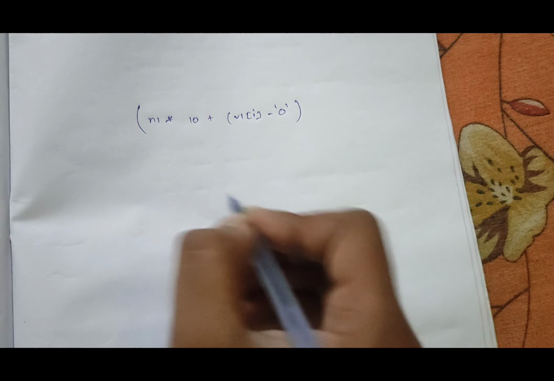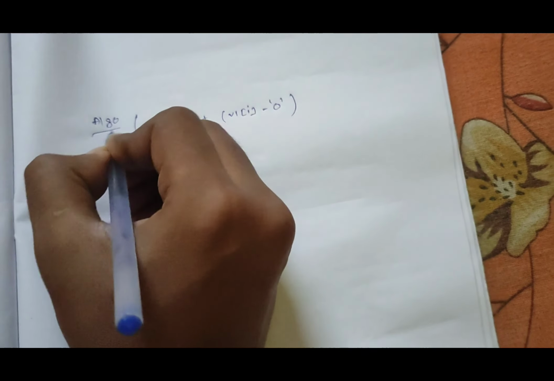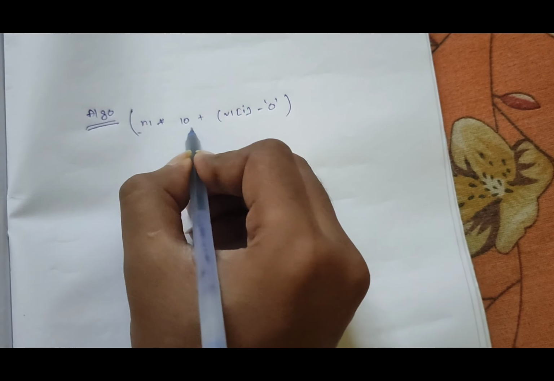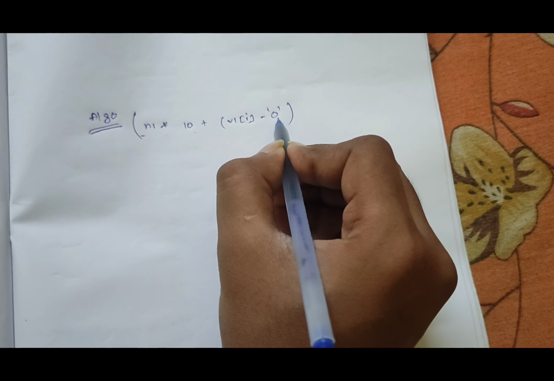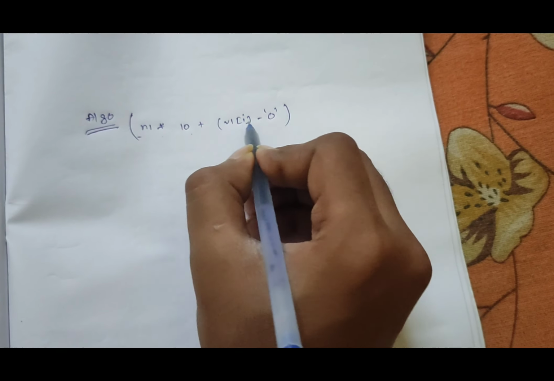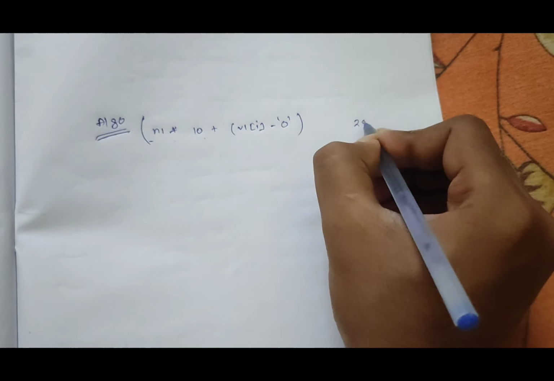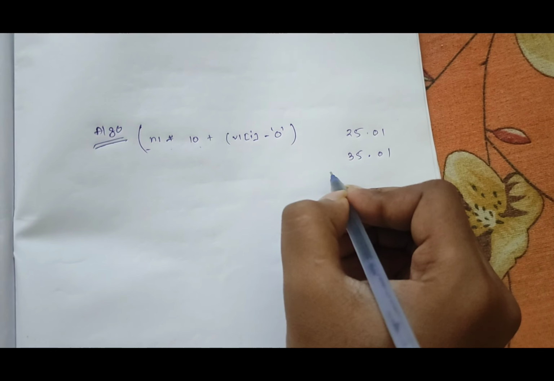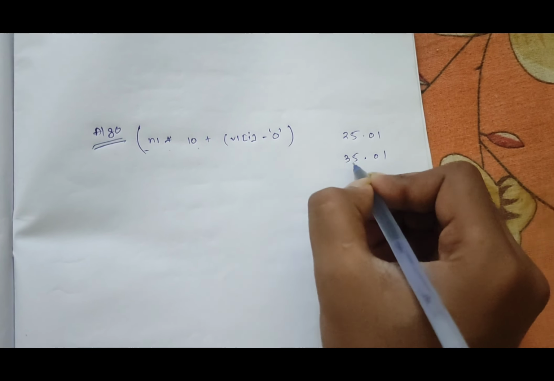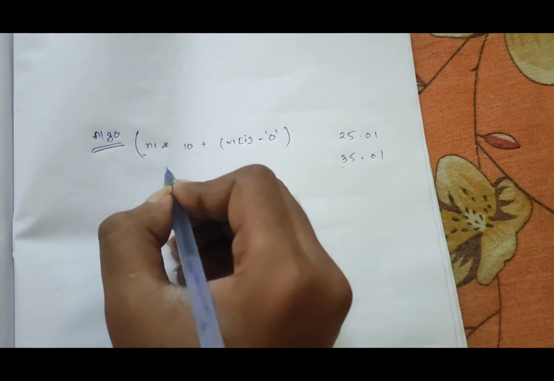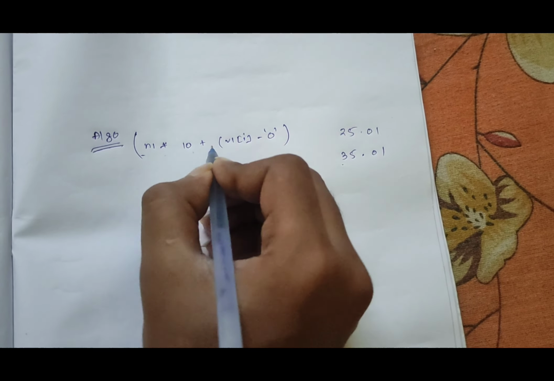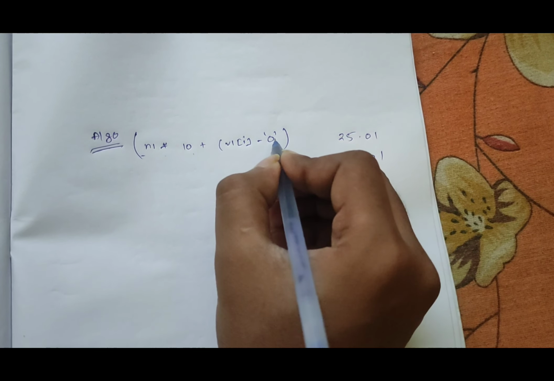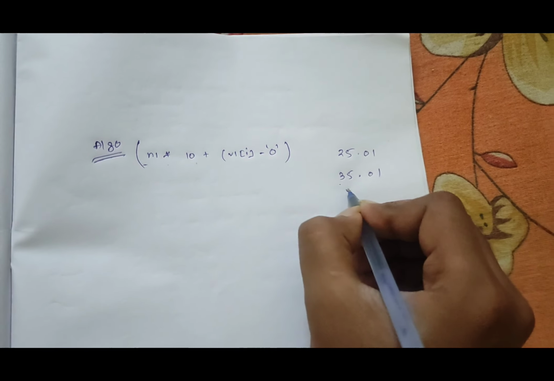Okay, so the most important algorithm in this question is n1 into 10 plus version 1 of I minus 0, or version 2 of I minus 0, because with 25 and 35, we can easily check which one is greater or which one is lesser. Just do n1 into 10 plus version 1 of I minus 0.